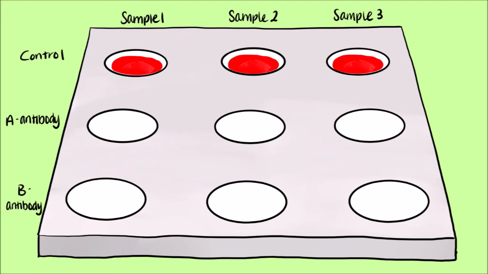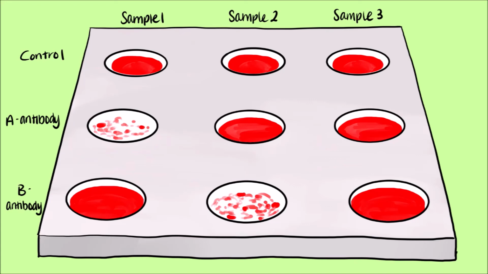The second row is added with A antibodies. The two samples on the right have clotted, while the first sample hasn't. Now let's look at the third row, which has B antibodies. And we see that two of them have clotting reactions, while the middle sample doesn't. This shows that the first sample is blood type A, since only the A antibodies recognize the A antigens on the red blood cells, which caused a clotting reaction to occur. For the same reasons, we can deduce that sample 2 is blood type B.